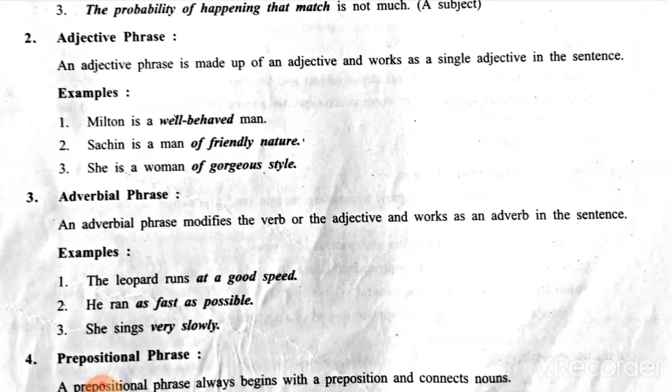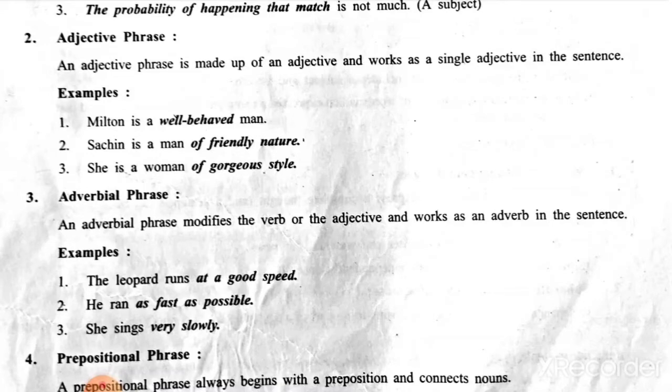Adverbial phrase, okay. So you know what is an adverb. An adverbial phrase modifies the verb or the adjective and works as an adverb in the sentence. So we see the example, then you can understand the definition. The leopard runs at a good speed, okay. At a good speed, that becomes your phrase, and that phrase is an adverbial phrase.